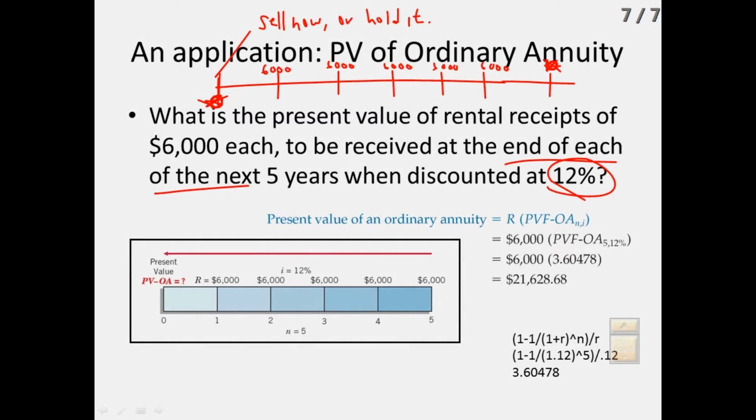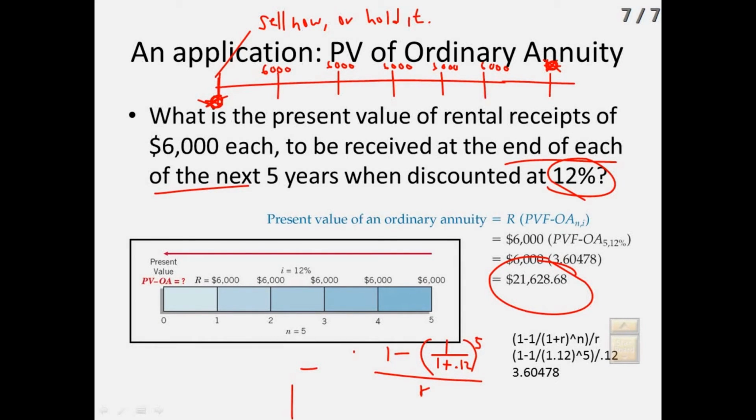How much less? Well, here's the factor, and it's going to be $21,628. Okay? So basically what you've done is you've taken this formula, which is just 1 divided by 1 plus the interest rate, which here is 12%, raised to the 5th power, and then you take the whole thing divided by the interest rate.